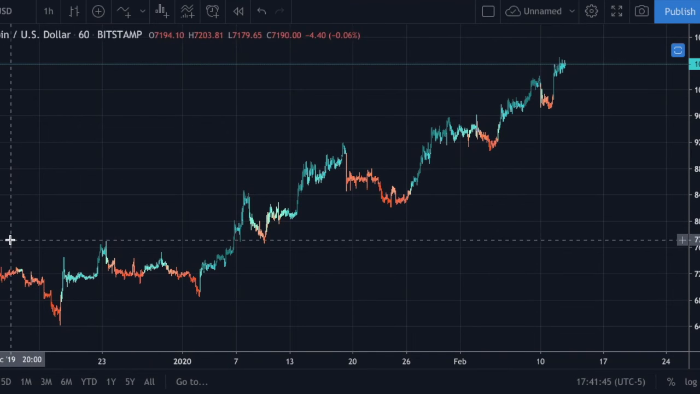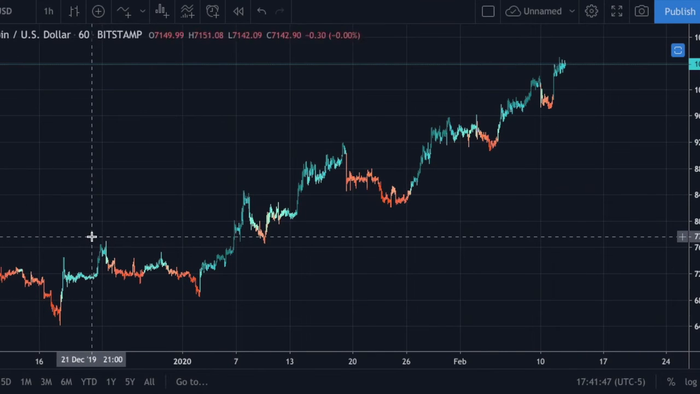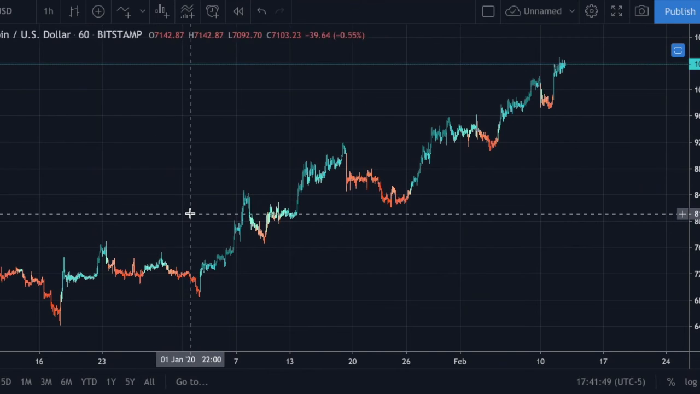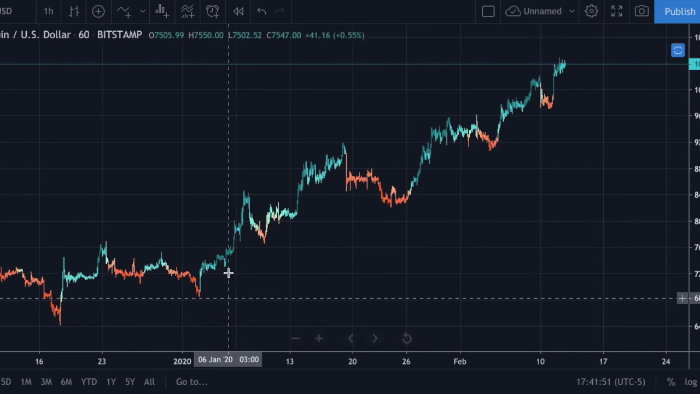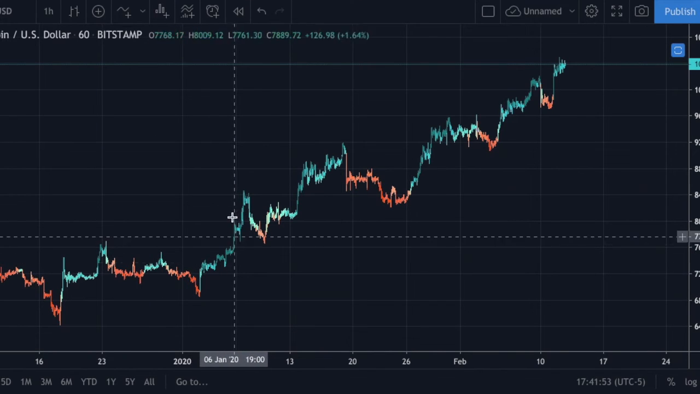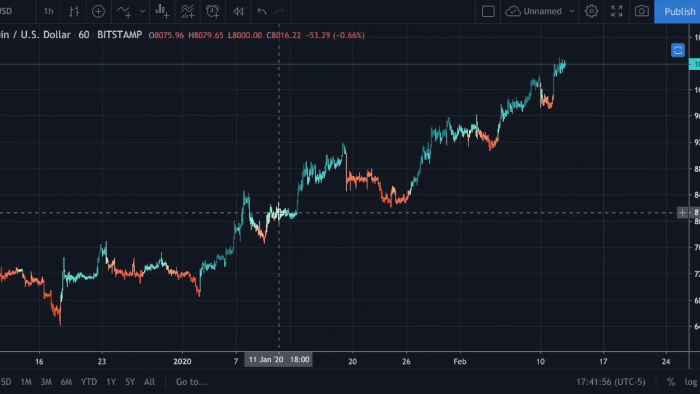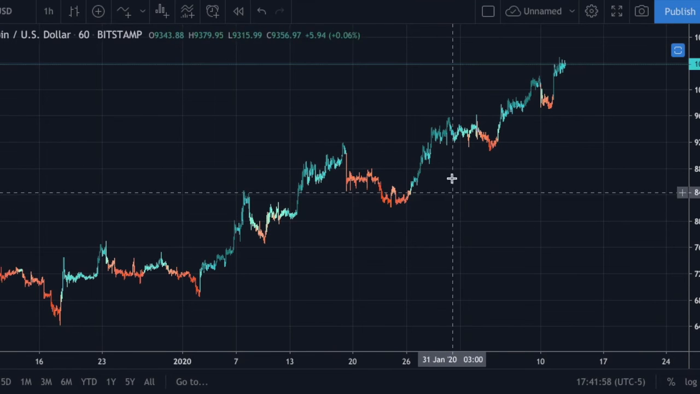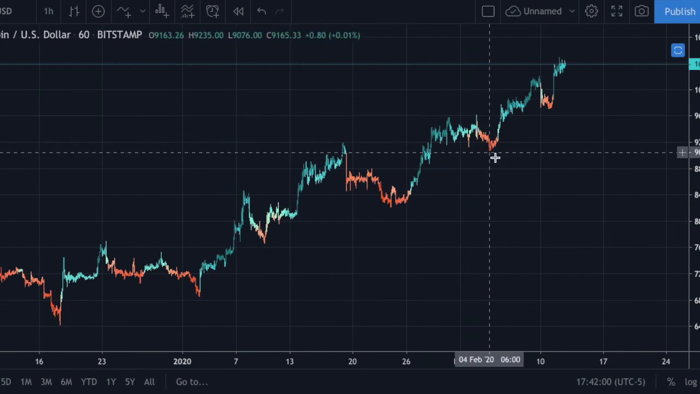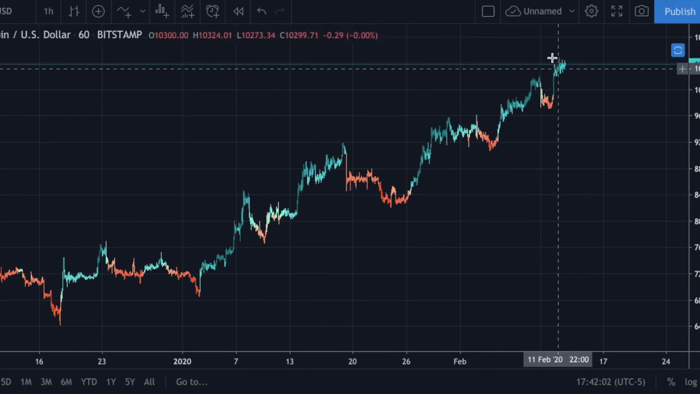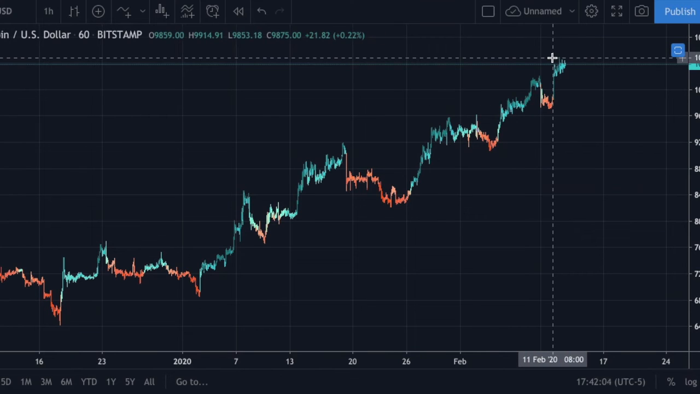This is Bitcoin. Let's just look at it from January 1st. So from January 1st, around here, you would have gone into 1, 2, 3, 4, 5, 6, 7, 8, 9, 10, 11, 12, 13, 14 trades. And as I mentioned, you're going to get a notification pop up on your cell phone to tell you every time the trend changes.